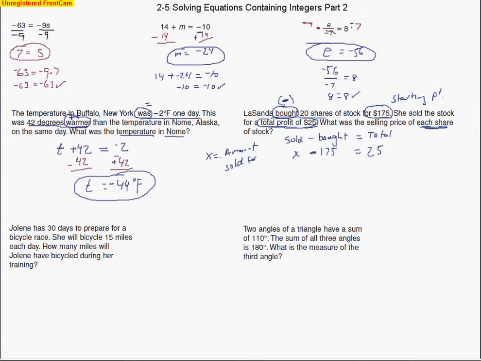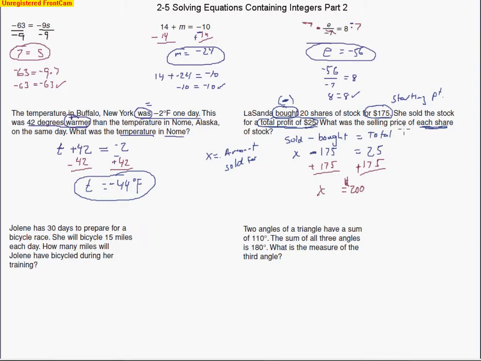We're going to make this a two-step problem. So first step is going to be to add 175 to both sides. So now we have X equals, and this would be $200. So that's the amount that she made from the stocks after she sold it, but she had to take away the amount that she borrowed or bought the stocks for to give what the profit was.